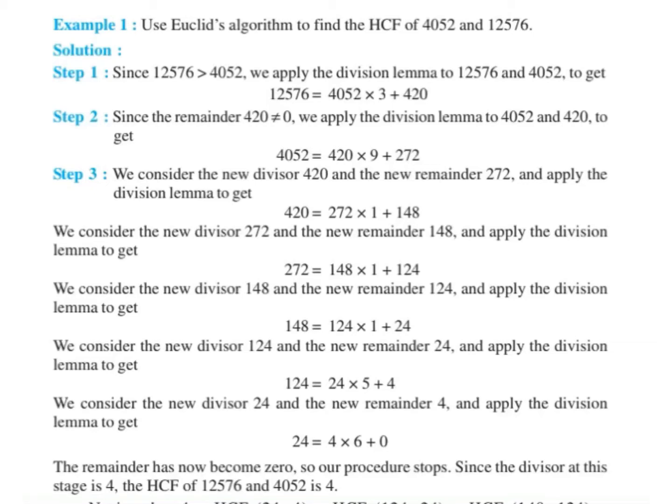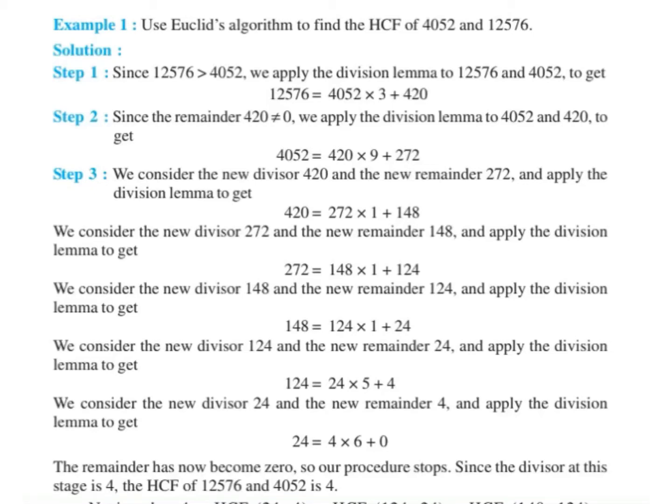Now you have to divide 124 by 24. You will get 124 is equal to 24 into 5 plus 4. Now you have to divide 24 by 4. You will get 24 is equal to 4 into 6 plus 0. Now the remainder is 0. So we can't proceed further.